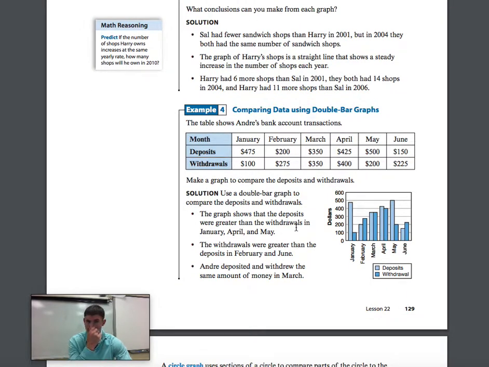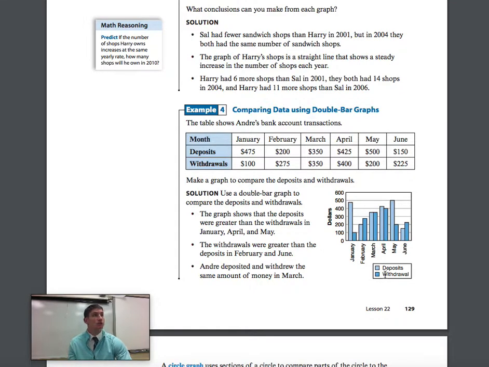In example 4, it asks you to break this down with a table here that has the months, deposits, and withdrawals. It's talking about Andre's bank account transactions. It says make a graph to compare the deposits and withdrawals. So you're comparing these with the bar graph. The light blue is the deposit, that's money going in. The dark blue is the withdrawal, money going out.